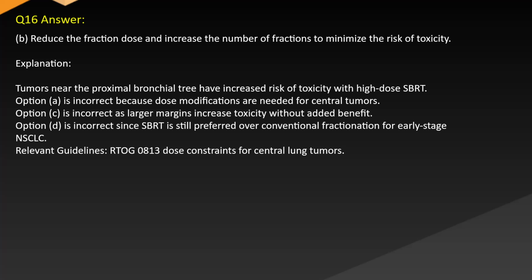Answer: B. Reduce the fraction dose and increase the number of fractions to minimize the risk of toxicity. Explanation: Tumors near the proximal bronchial tree have increased risk of toxicity with high-dose SRT. Option A is incorrect because dose modifications are needed for central tumors. Option C is incorrect, as larger margins increase toxicity without added benefit. Option D is incorrect. SBRT is still preferred over conventional fractionation for early stage SCLC. Relevant guidelines: RTOG 0813 dose constraints for central lung tumors.